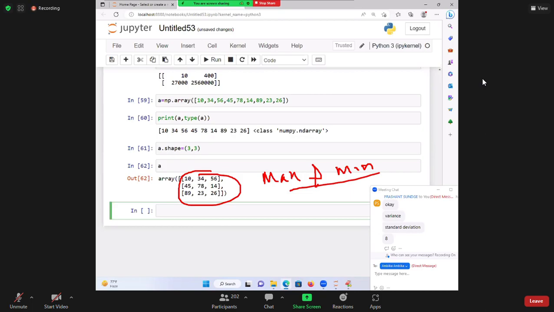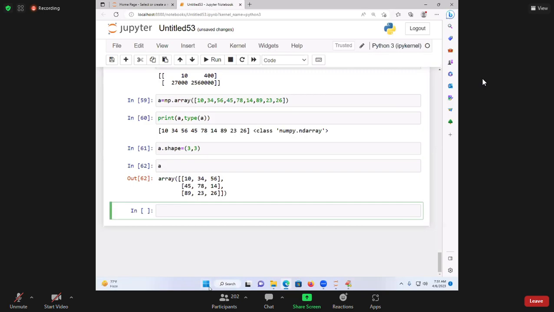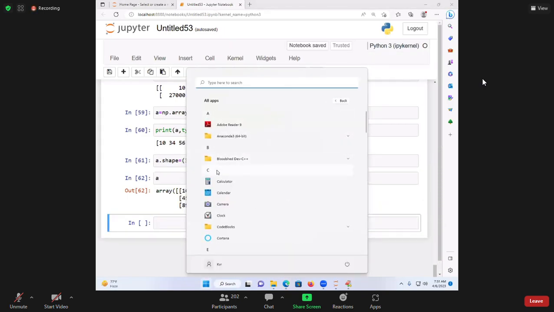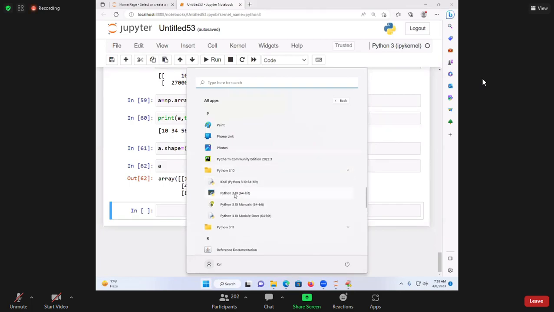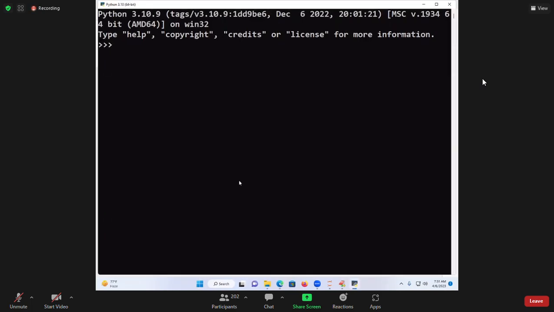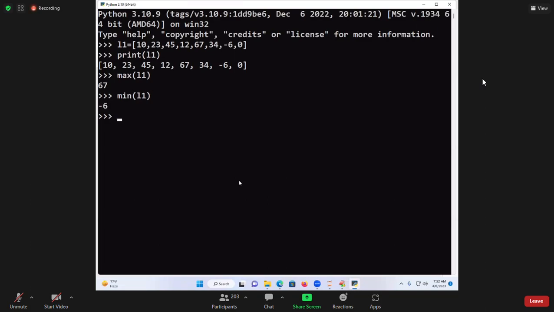How do you find the max and min in our list? Programming also we did. Forget totally. So in a list, if you want to find the max and min, you take a list of values and apply the max function. L1 is equal to 10, 23, 45, 12, 67, 34, minus 6, 0. This is my data. Print max of L1, it will give you the max element. Min of L1 will give you the min element.